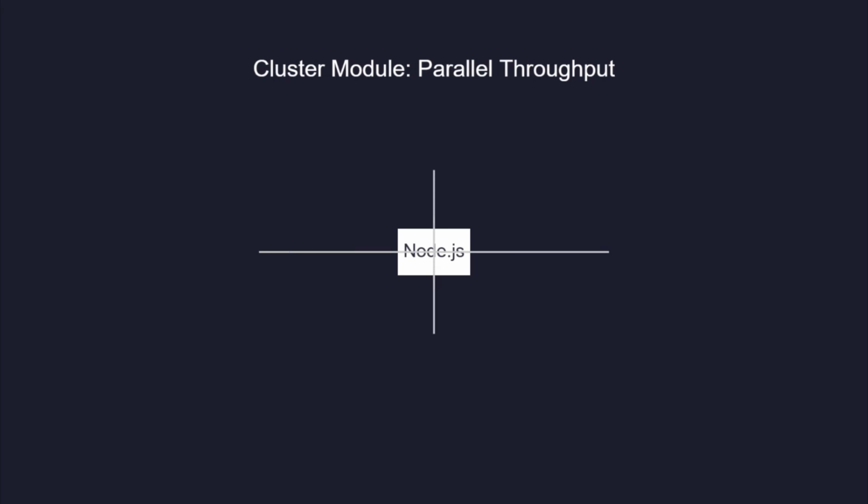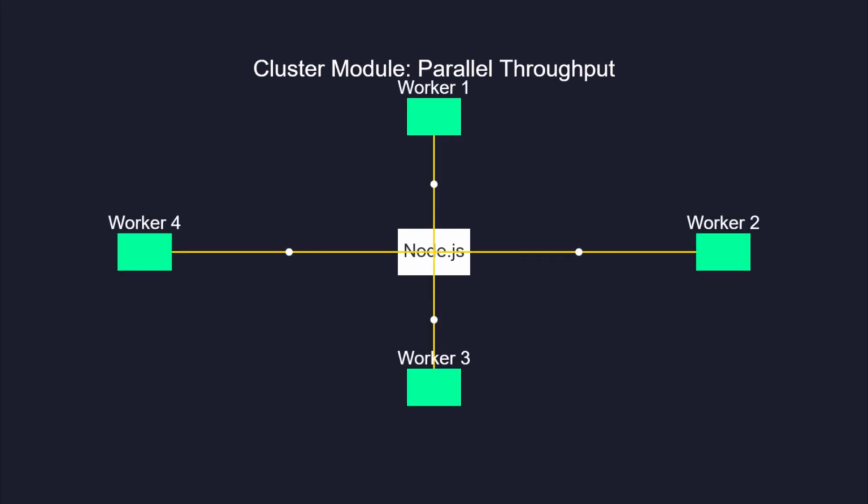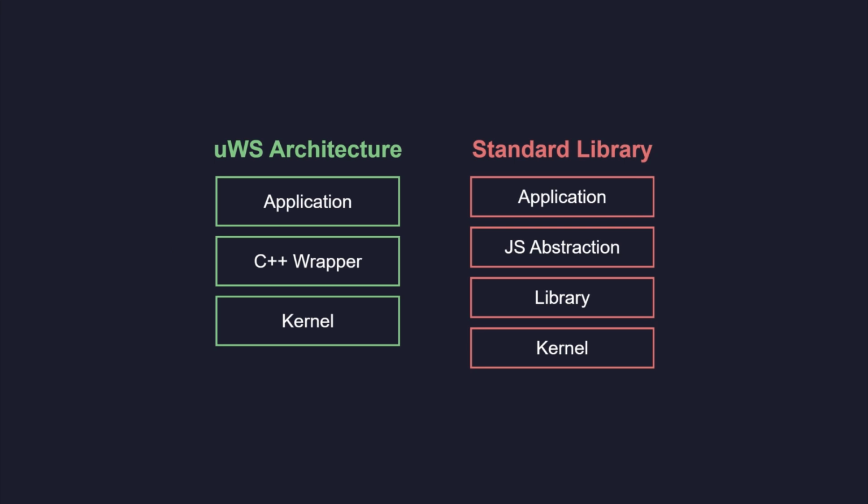Node.js is single-threaded, which limits its ability to handle high packet rates on multicore systems. Use the cluster module to spawn one worker process per processor core. This allows your application to share the incoming connection load and utilize the full throughput of the server hardware.